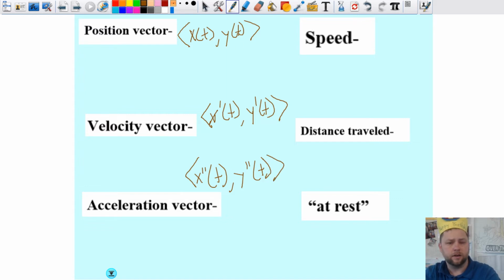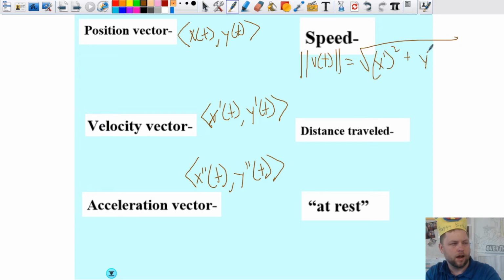And here's where it gets a little bit different. This is what you'll have to know. What is the speed? Speed is usually the absolute value of velocity. Well, in the case of vector calculus with parametric equations, we take the magnitude of velocity, and usually use these double lines to indicate magnitude. Sometimes they're just very bold lines, but we'll stick to this. And this is going to be the square root of x prime squared plus y prime squared. So very similar to the arc length formula.